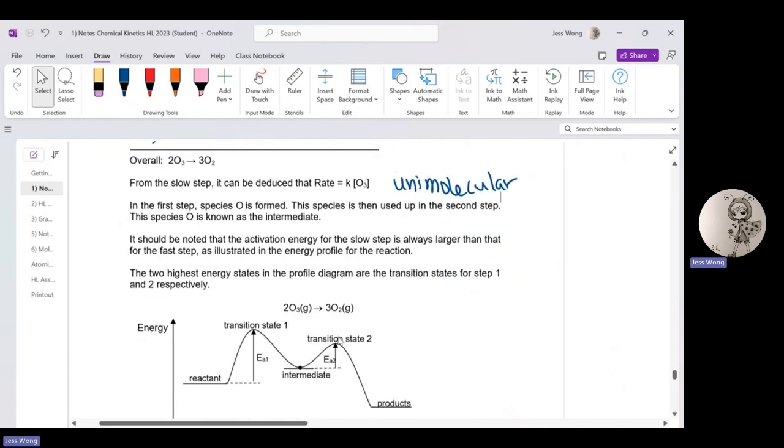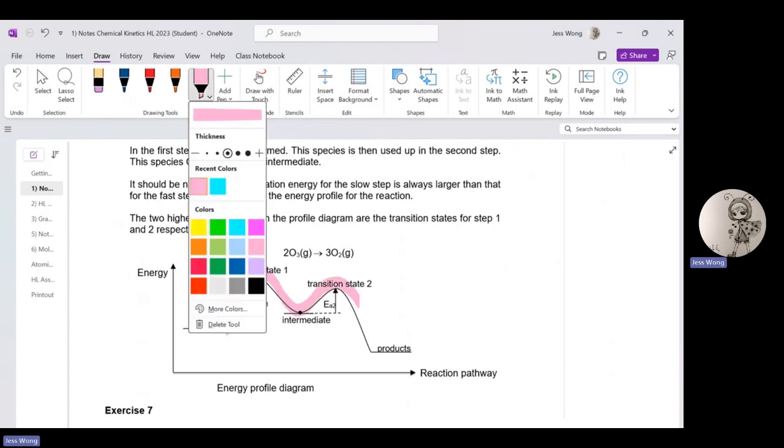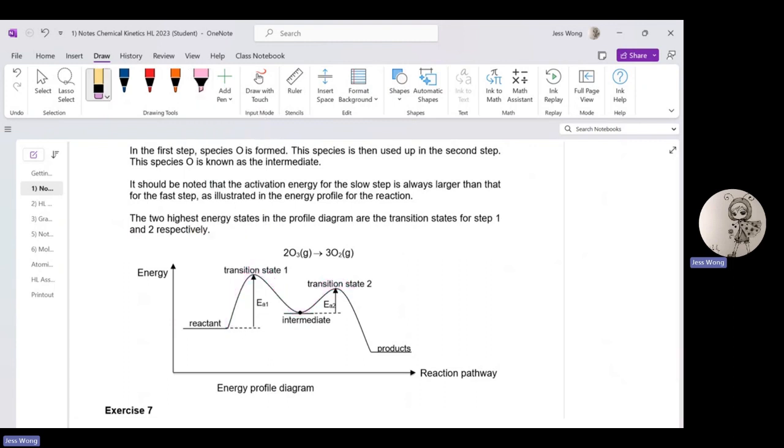Now, when I'm sketching an energy profile diagram for a multi-step reaction, I get humps, like camel humps. The number of humps and the number of transition states depends on how many steps. If you have a typical one-step reaction, it will look like this. If it's 2 steps, you should expect to see 2, and if it's 3 steps, you expect to see 3. Since this is a 2-step reaction, there should be 2 transition states.